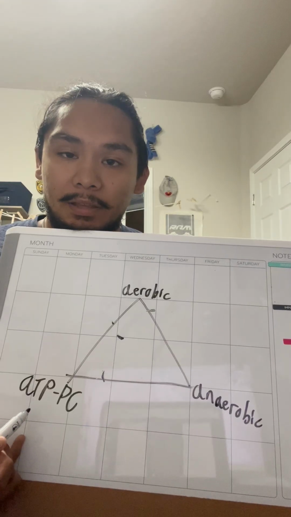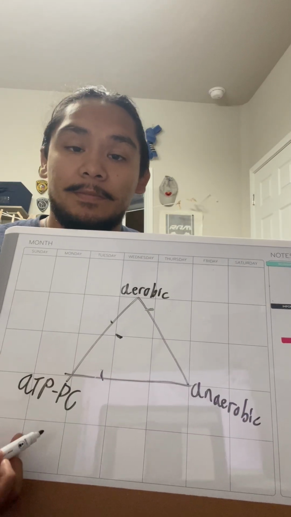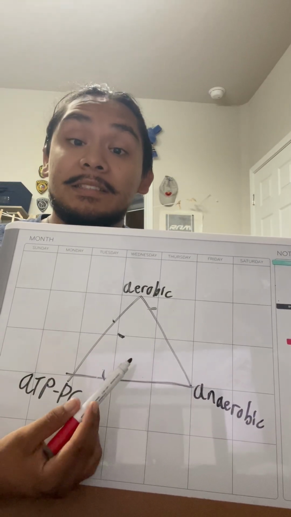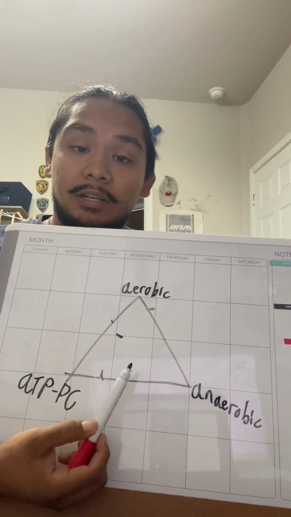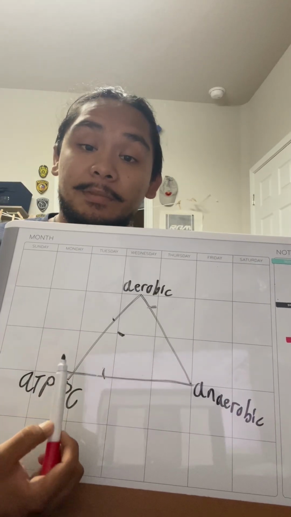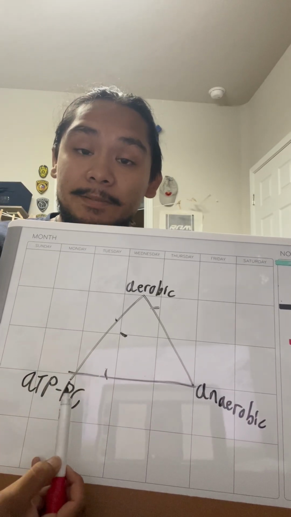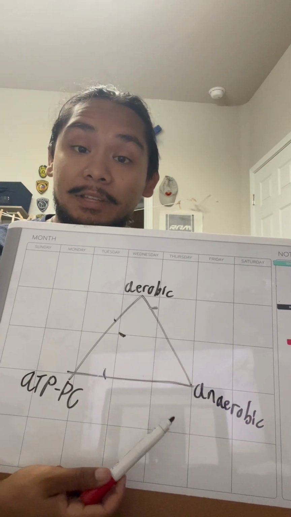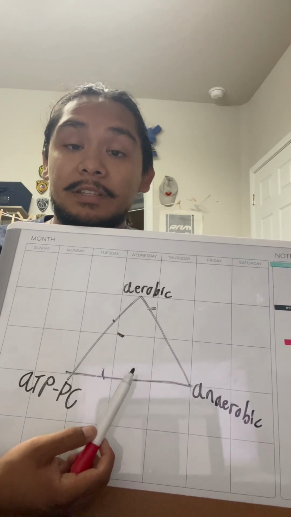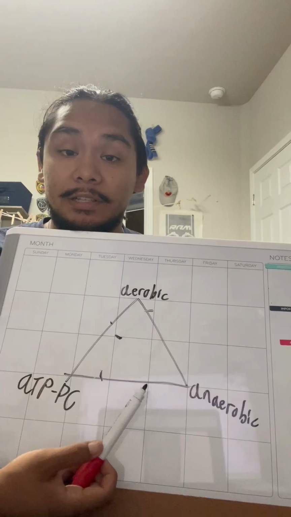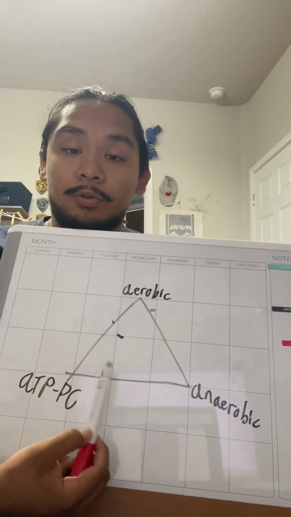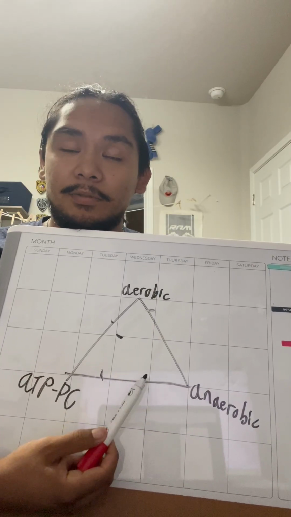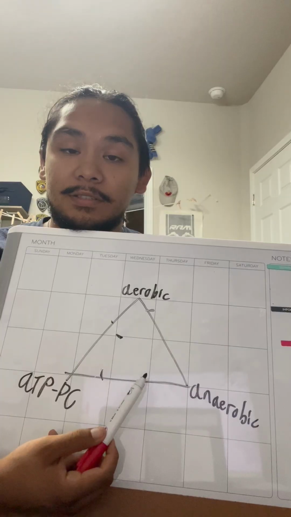Now, with all these systems, you can never be fully aerobic, you can never be fully on the ATP-PC system, and you can never be fully anaerobic. However, depending on the intensity and the duration of your activity, your body will have a bias towards any one of these energy systems.